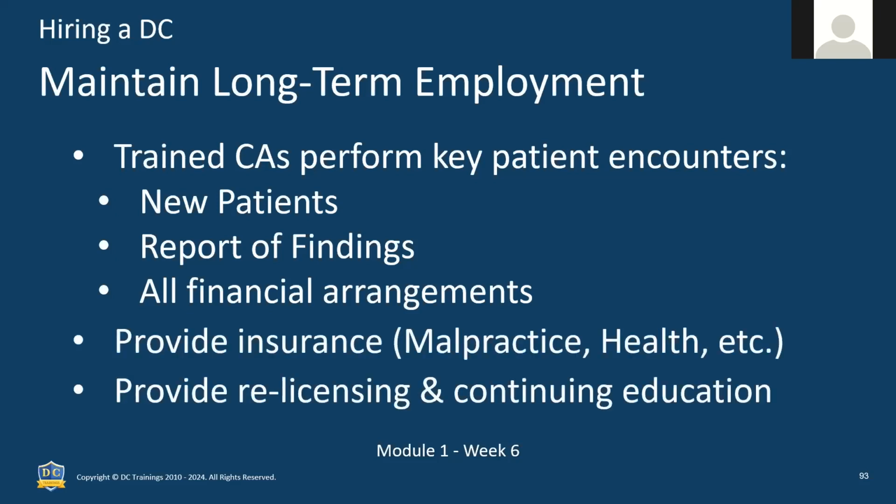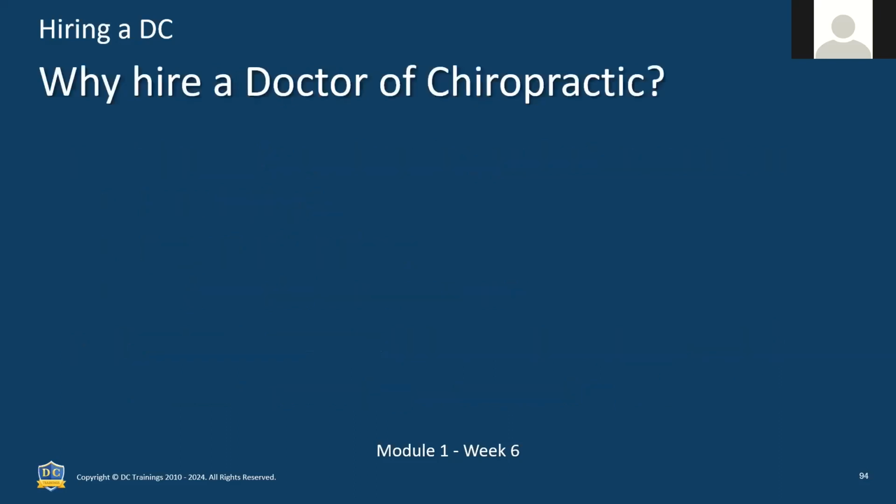The next one is providing malpractice insurance, right? I pay for my associates' malpractice insurance. So for them, that's a lower overhead. That's a great way to engage them in the practice. It's all covered. It's taken care of. Health insurance, malpractice insurance, relicensing seminars to get their annual CEs, the continuing education credits. That's all taken care of. So those are other ways to maintain long-term employment.